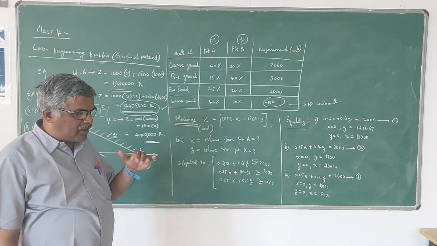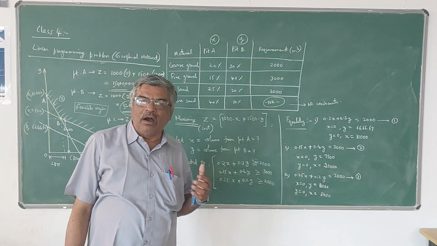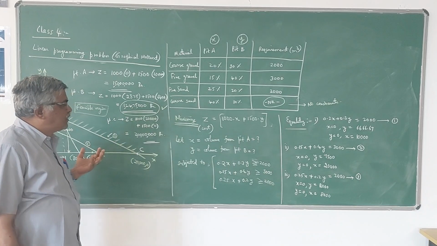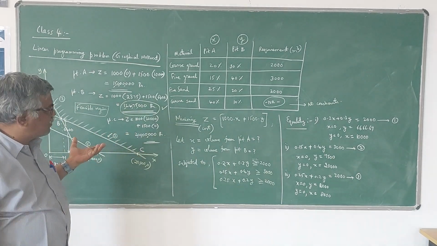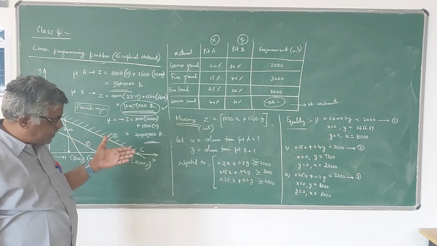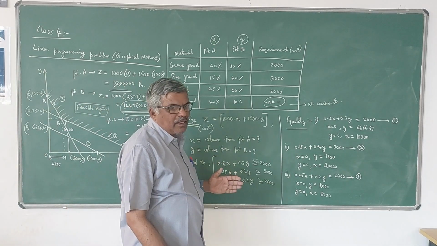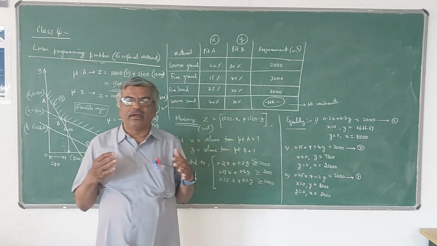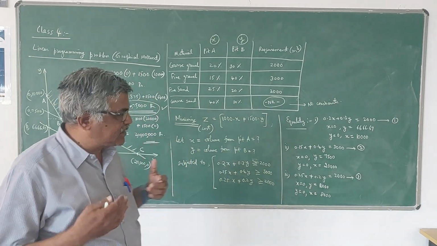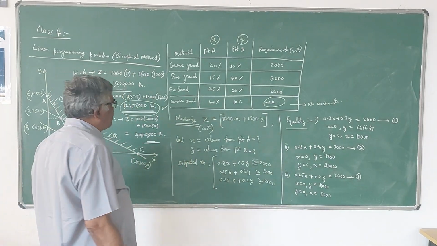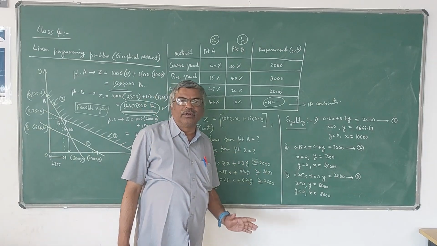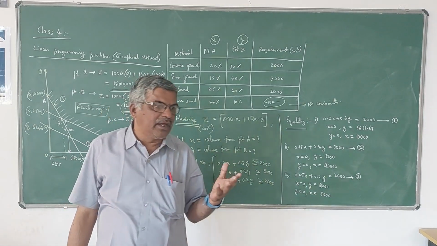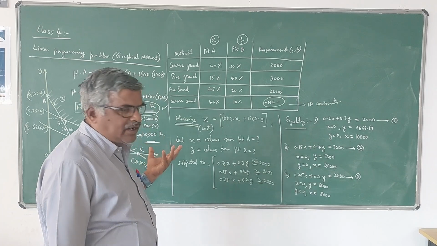So you can have a maximization problem or a minimization problem. Both I have solved here. In the maximization problem, if the constraints are less than or equal to, then the feasible region will be below all the constraint straight lines. In the minimization problem, if the constraints are greater than or equal to, then the feasible region will be above the constraint lines.